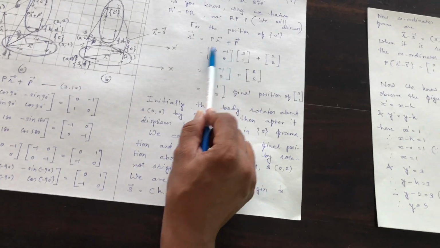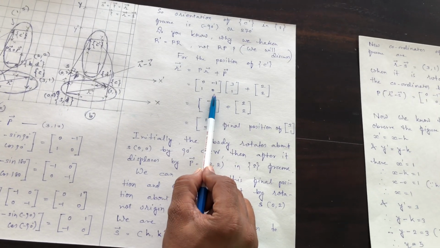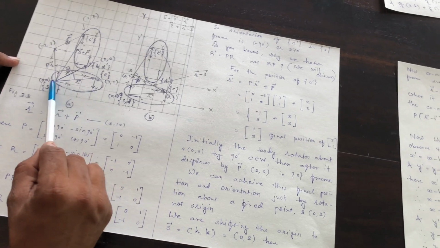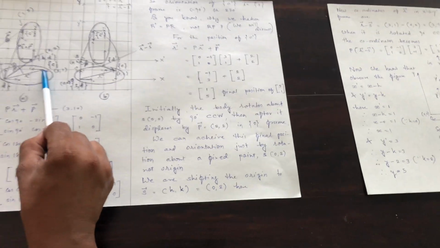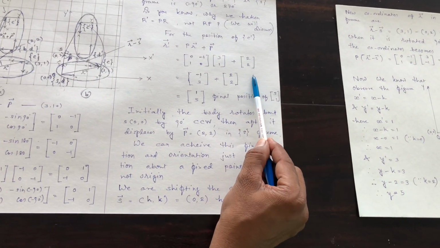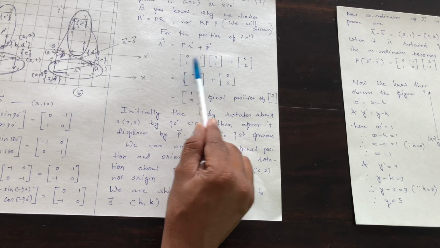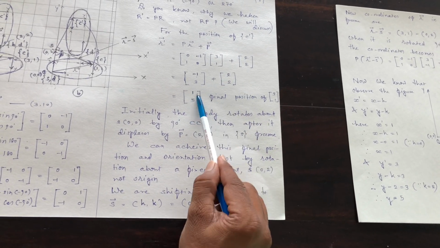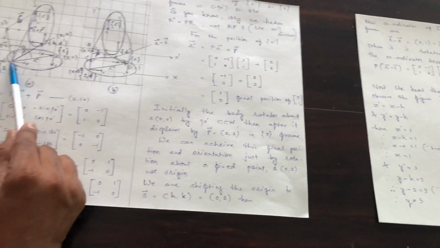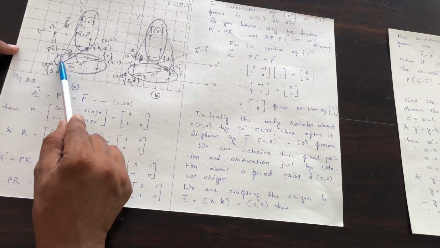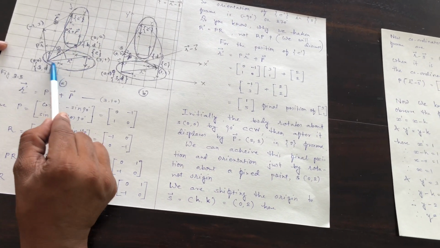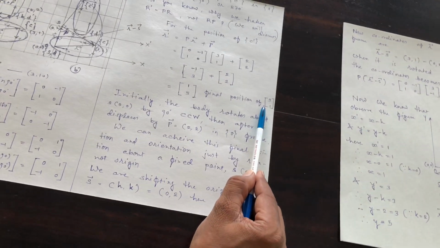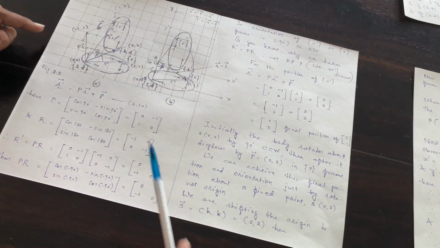PR. P is this, 0, minus 1, 1, 0. R is 3, 1 according to the scale of this figure. 3, 1, this one, 3, 1. Plus 2, 2. If you multiply this, we get minus 1, 3 and 2, 2. So minus 1 plus 2, 1, 5. See, this is the origin of the stationary frame and this is the final position vector. This one is 1, this one is 5. So 1, 5 is the final position of 3, 1.